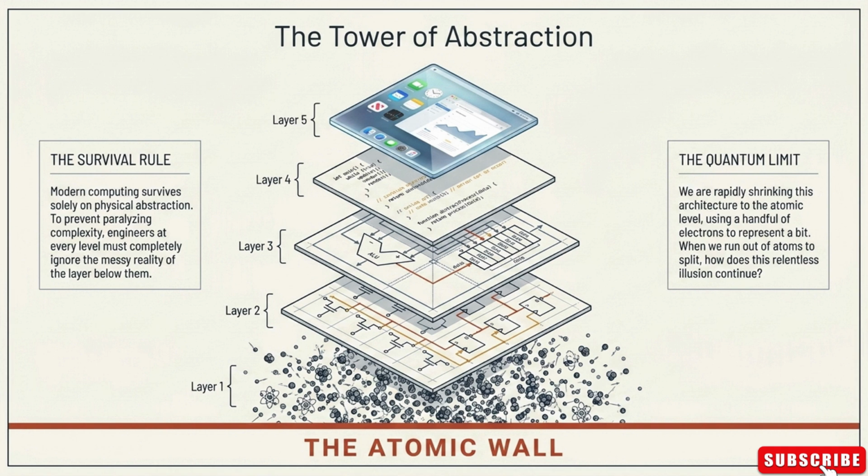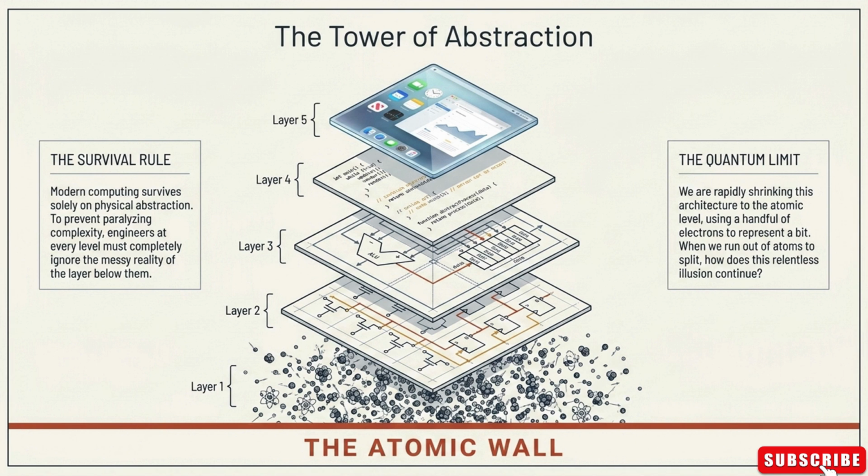Like, software engineers ignore the physical registers. The chip architects building the registers ignore the individual flip-flops. And the electrical engineers designing the flip-flops largely ignore the messy quantum physics of the electrons. Precisely. They have to ignore the deeper layers or the complexity just becomes paralyzing. But as our devices demand more power, more memory, and thinner profiles, we are rapidly shrinking our components down to the atomic level. We are reaching a point where we're using just a handful of individual electrons to represent a single bit of data. We are approaching the absolute physical limits of the universe. We are quite literally running out of atoms to split.